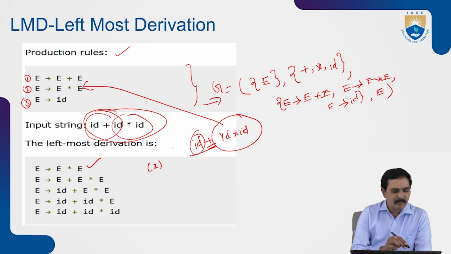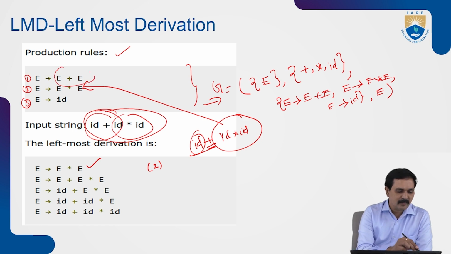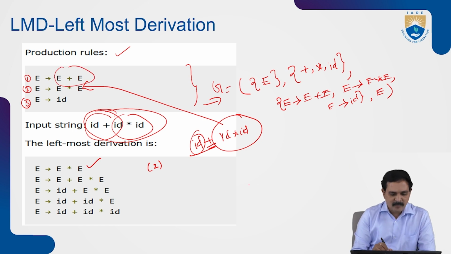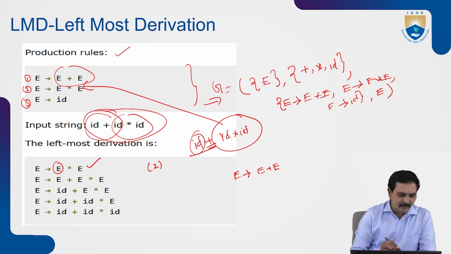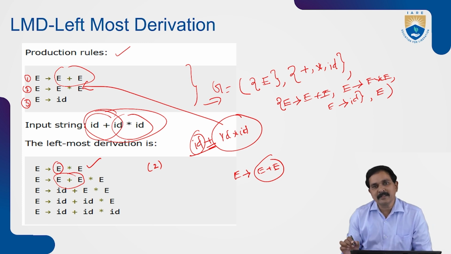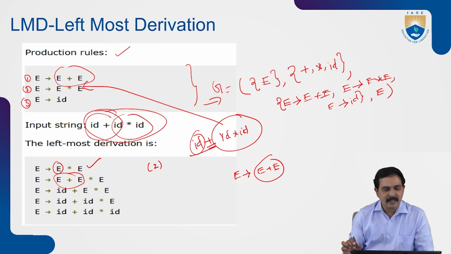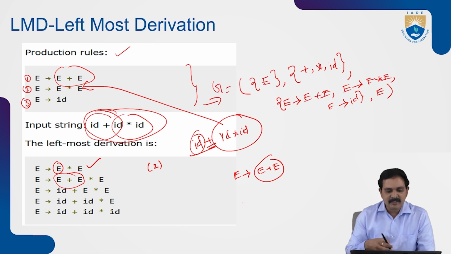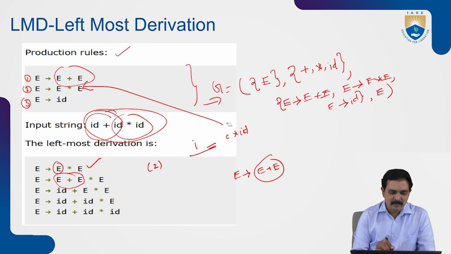This is exactly where you can make use of the first production, E becomes E plus E. You make a substitution in the place of E, and then it becomes E plus E into E. You observe that the replacement of the string is at the left side. Once again I will show the steps very clearly.